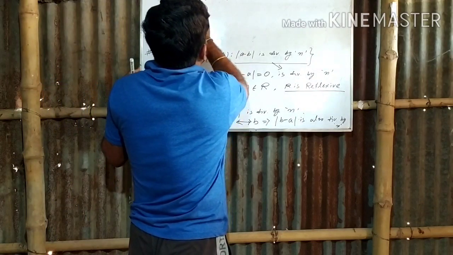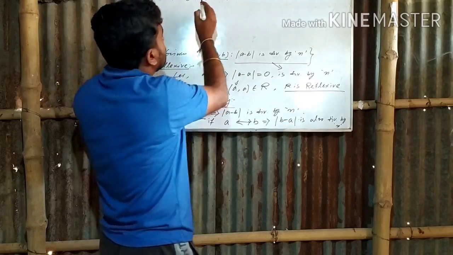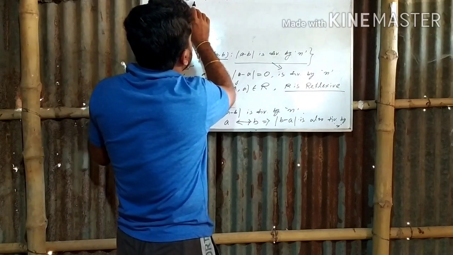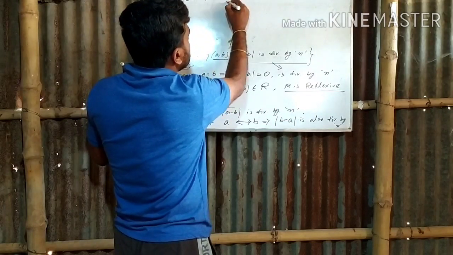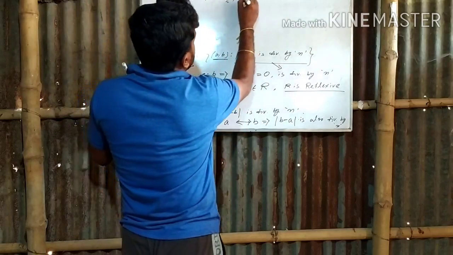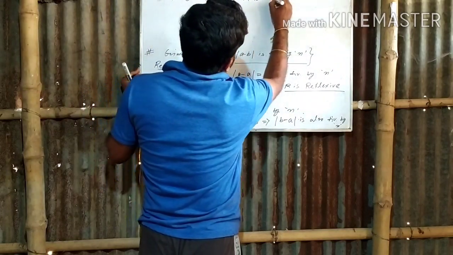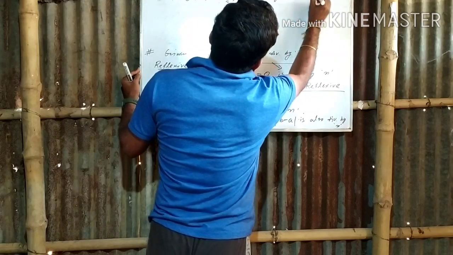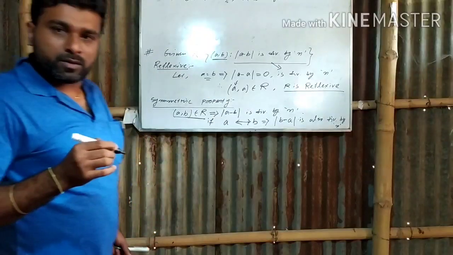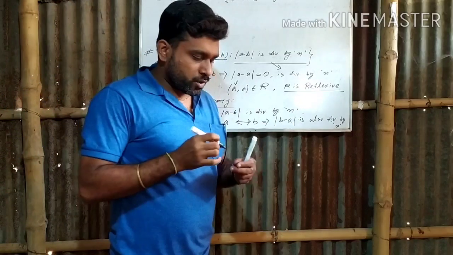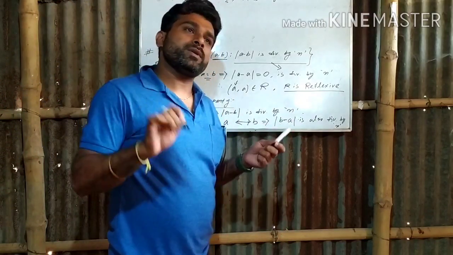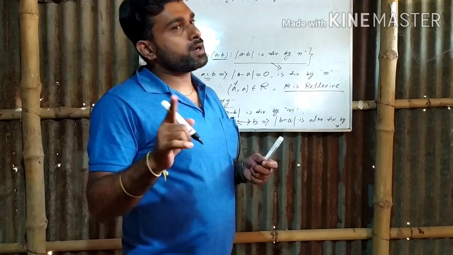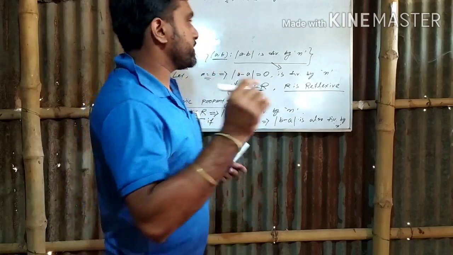We have proved that ordered pair B comma A belongs to R. So R is what? Symmetric also. R is symmetric. Okay. So if both these ordered pairs belong to the same relation set, then this relation set is called what? Symmetric relation as well.